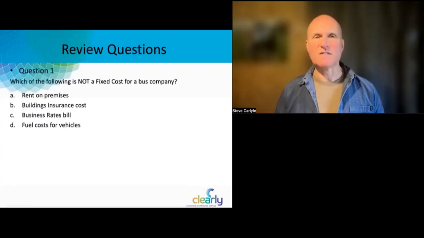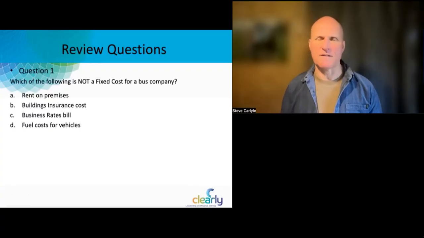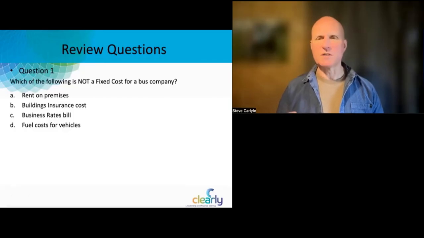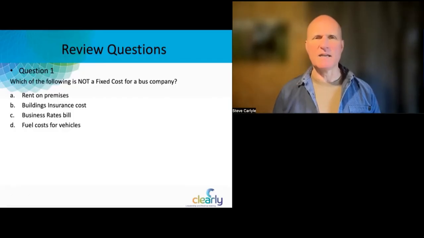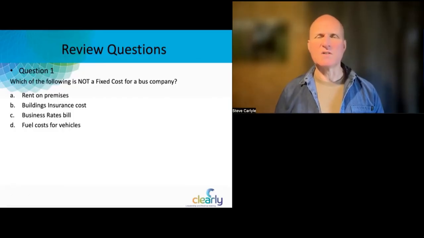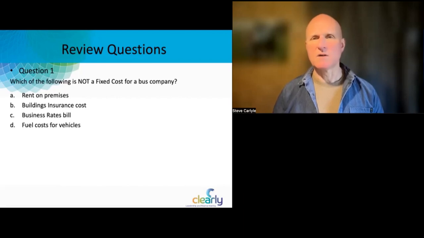Okay, so the first one, which of the following is not a fixed cost for a bus company? So which isn't a fixed cost? A, B, C, or D? You might want to have a look at those. Which isn't a fixed cost? Pause me now. Okay, hopefully you've got the answer, and the answer is D.